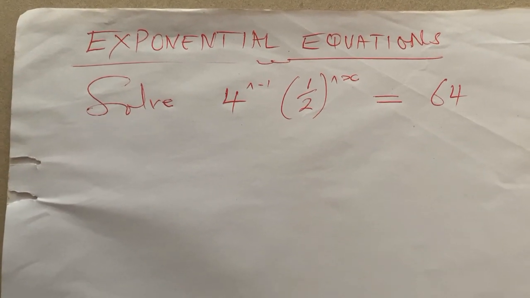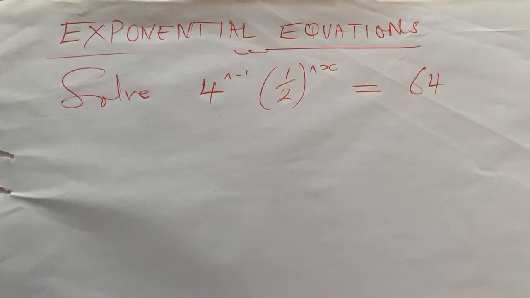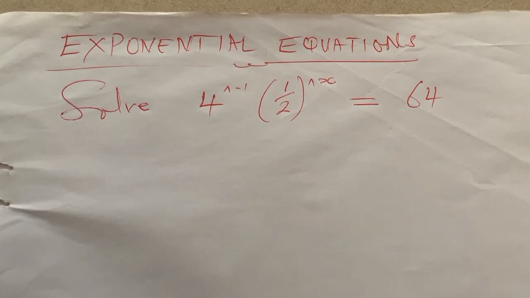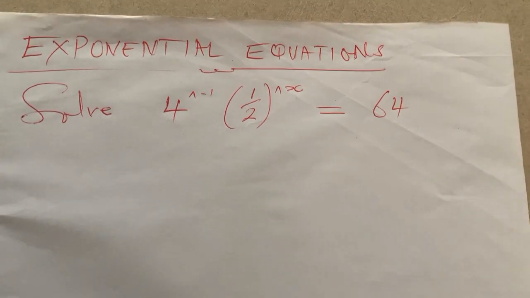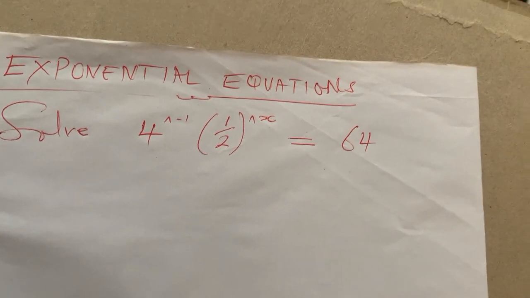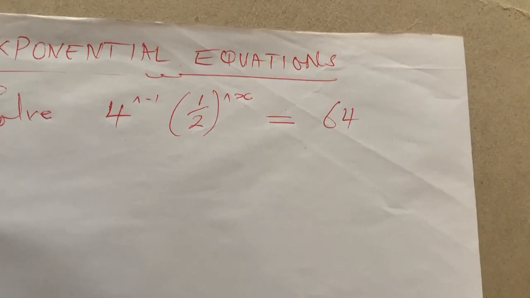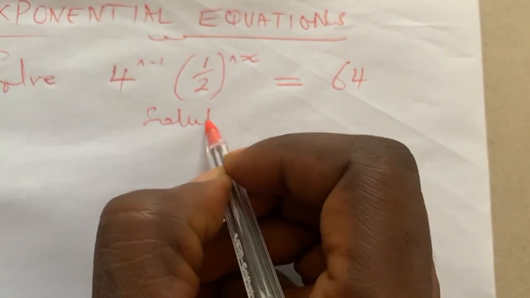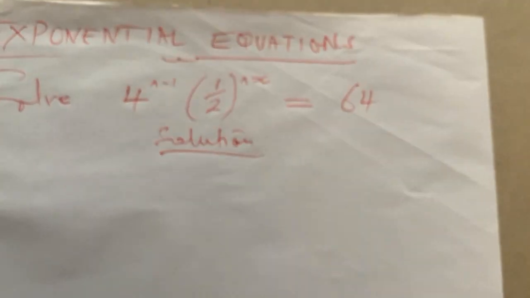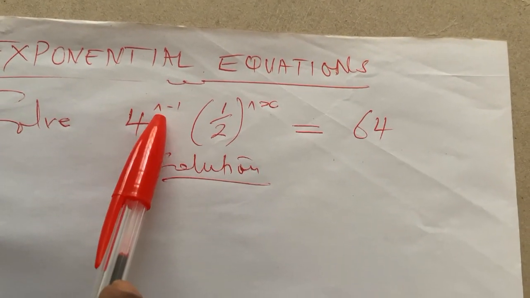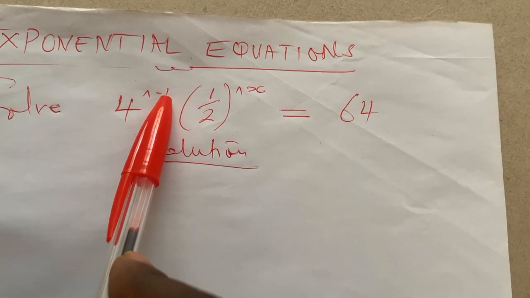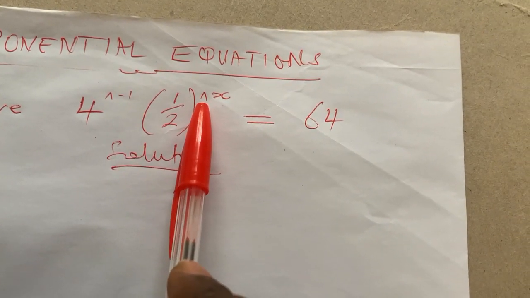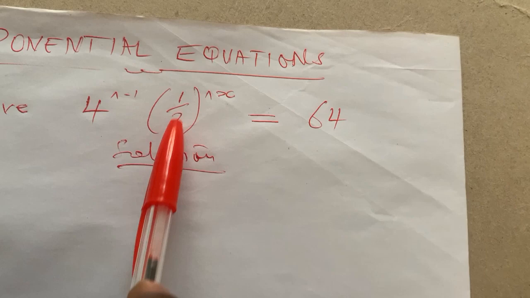Exponential equations. So, 4 raised to the power minus 1 times half raised to the power x equal to 64. To solve this simple exponential equation, we have to write our question solution. Note, this symbol here shows that the minus 1 is an exponent of 4, and the same thing, this shows that x is an exponent of the half.